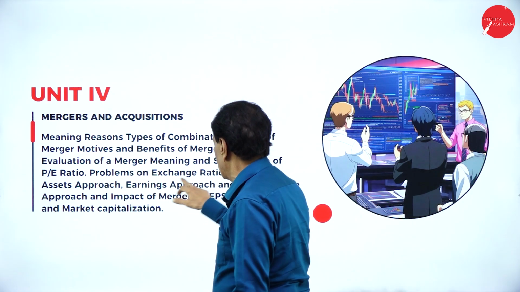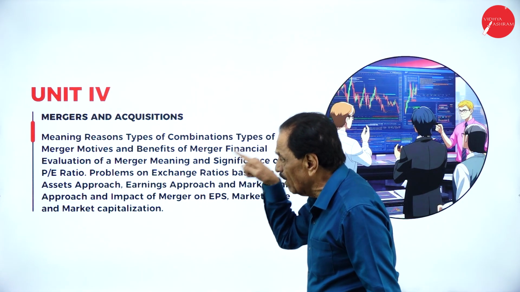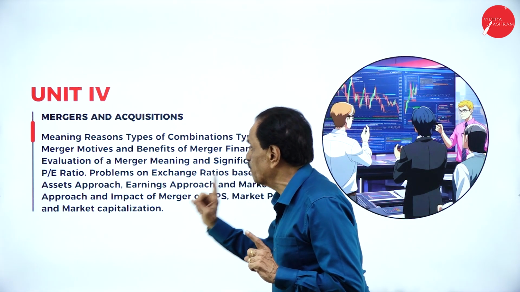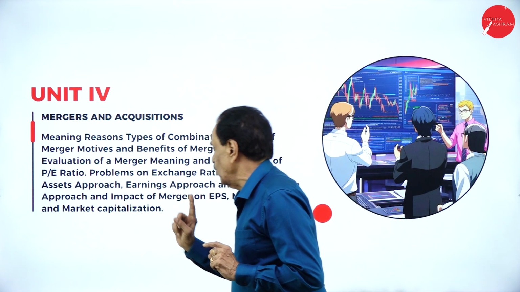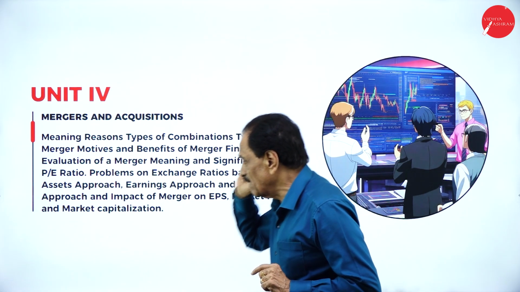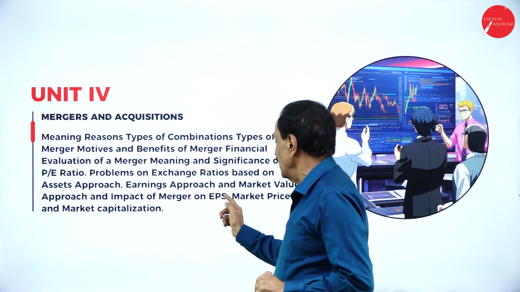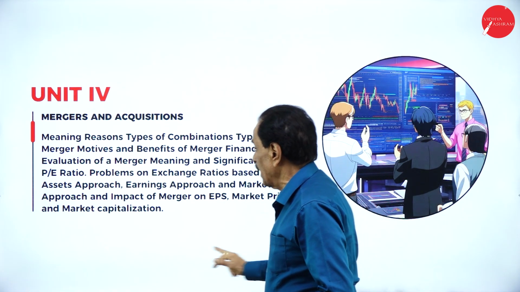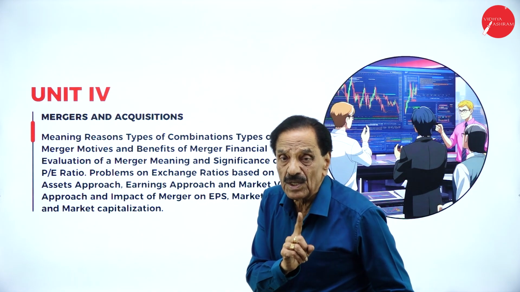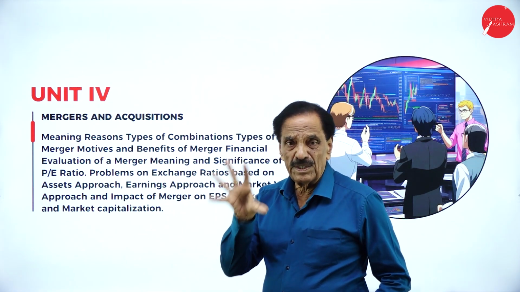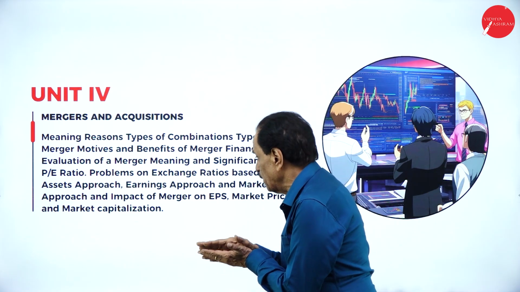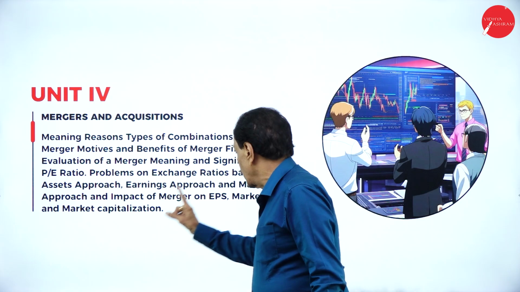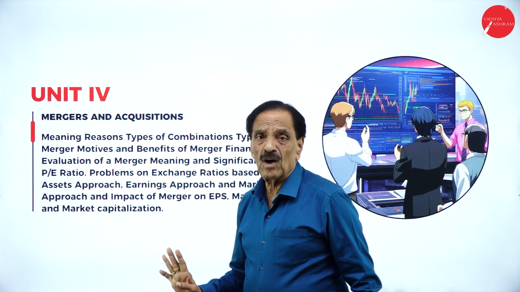Merger, meaning and significance, exchange ratio based on asset approach, earning approach, market value approach. Problems on asset approach, earning approach, market value approach. Sometimes the impact of merger on EPS, meaning earnings per share, market price, and market capitalization. So it is an important question, a 10 marks question. So: problems on exchange ratio based on asset approach, earning approach, and market value approach.